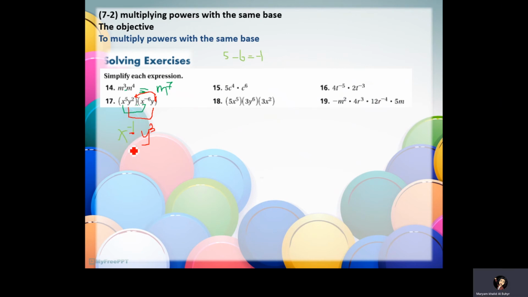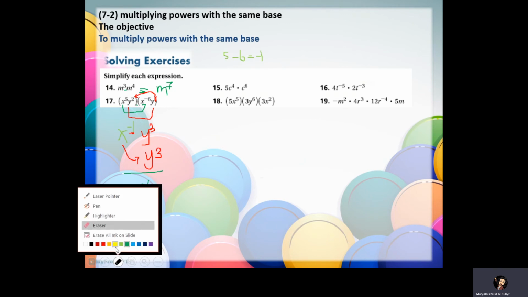Since I have negative power here, I must move this down, but I will keep this y to the power 3 up. So y to the power 3 over x. I should not say 1. If you want to write x to the power 1, no problem. If you don't want to write it, no problem, which is exactly the same. The positive power 1, no need to write it, no problem with that.